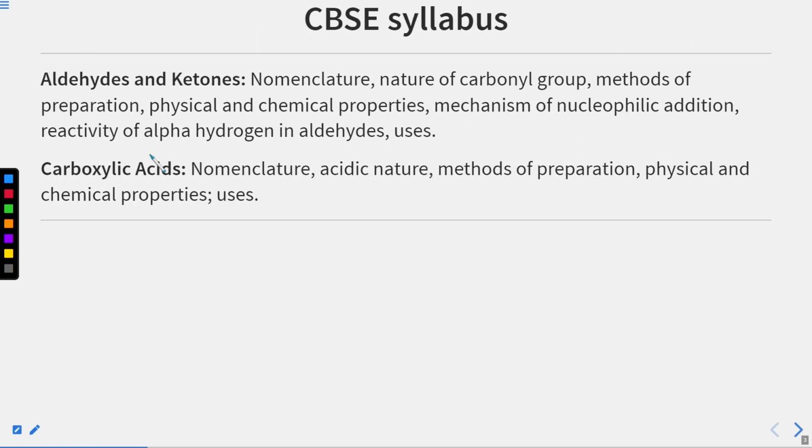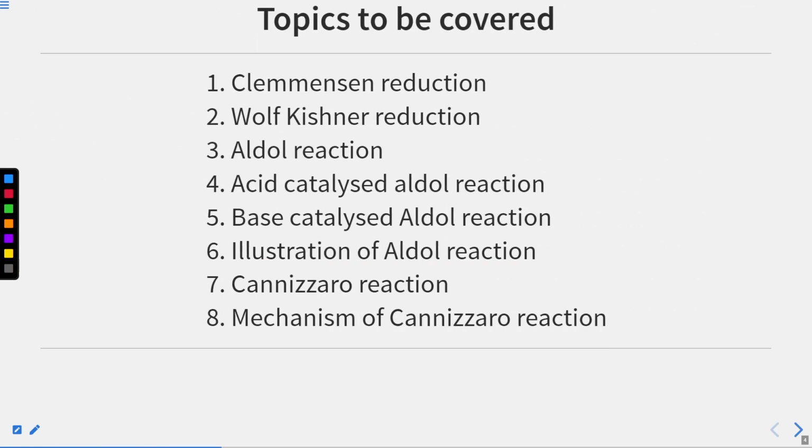So that topic would be the aldol reaction, acid catalyzed aldol reaction. It can be done in two ways, using acid catalysis and using base catalysis. Then we will see an illustration of this aldol reaction. There are types of aldol reaction that can be possible. We will see to that. After that, we will move to Cannizzaro reactions and see its mechanism also.